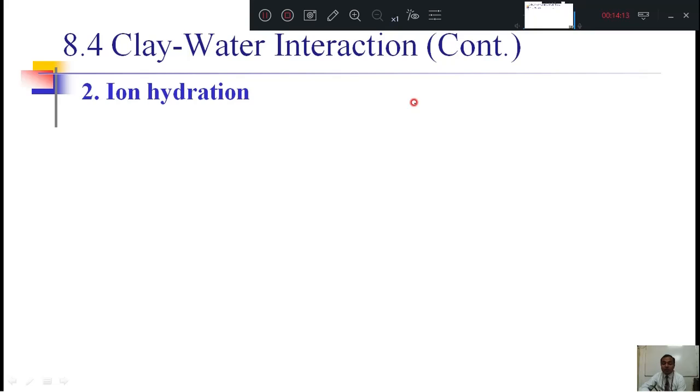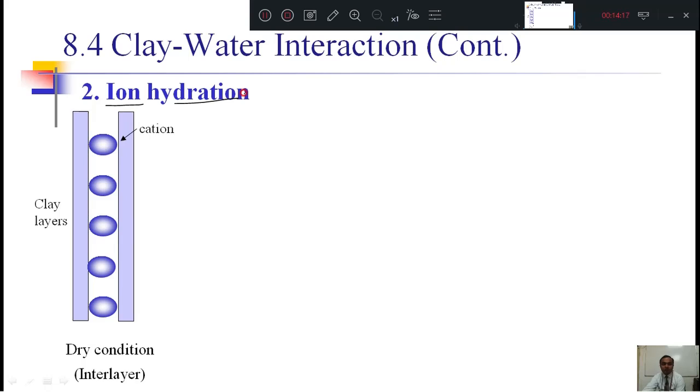How will clay and water interact? That is called ion hydration. In this, let us consider two clay particles, one clay particle here and one clay particle here. The clay particles are negatively charged, as I told. In a dry state, when there is no water, between the two clay particles there will be cations attracted. Might be there will be two cations.